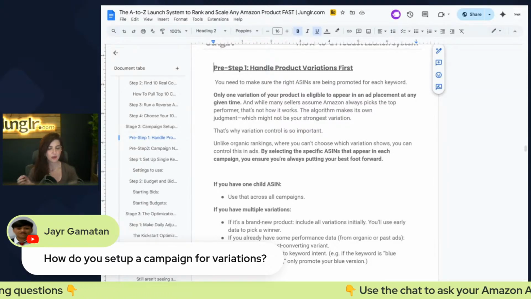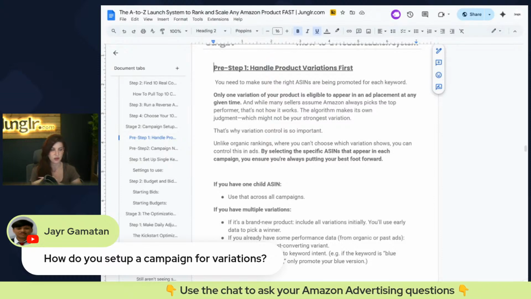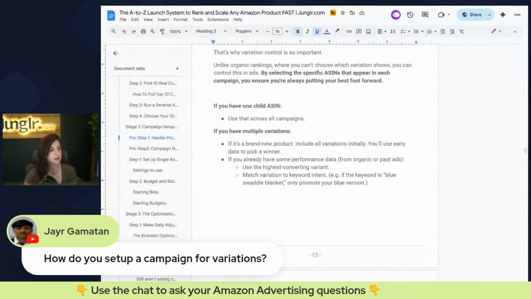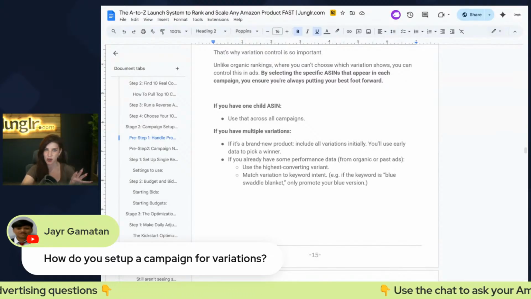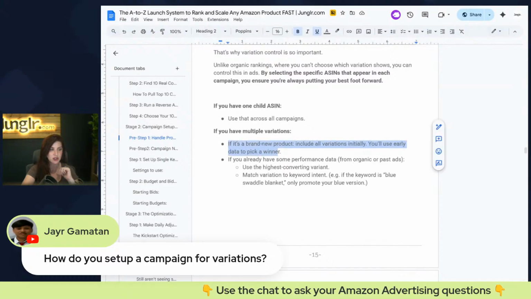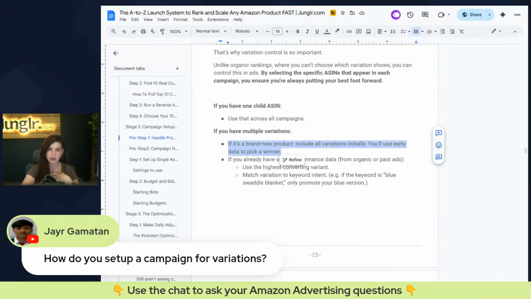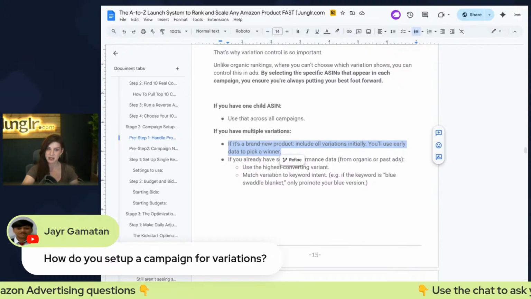So if you only have one child ASIN, obviously that's not the case, but then you're just going to put those into a campaign. If you have multiple variations, there are two scenarios. One is where it's a brand new product, where you have zero idea of which one converts better. In that case, the way we do it is we group them in the ad groups. I don't like to group products if they are on separate listings or parent ASINs, but if they're all child variations, then you can group those.